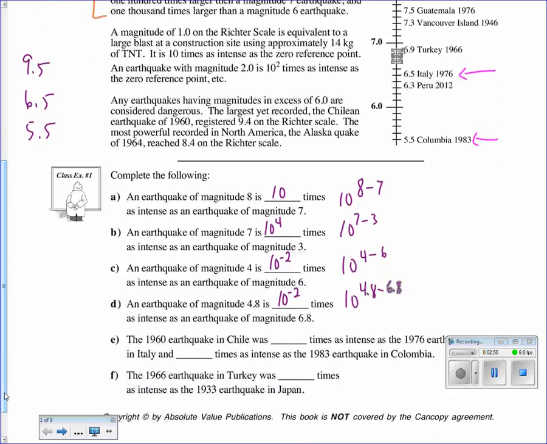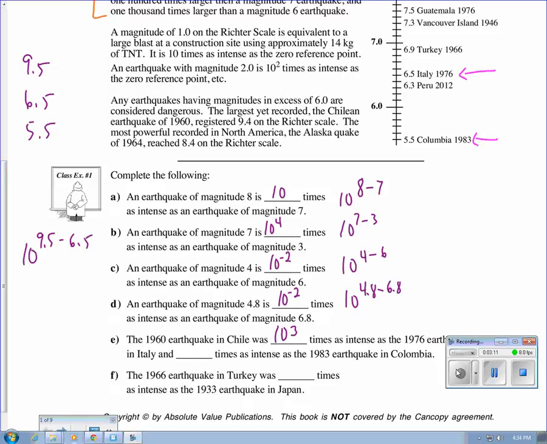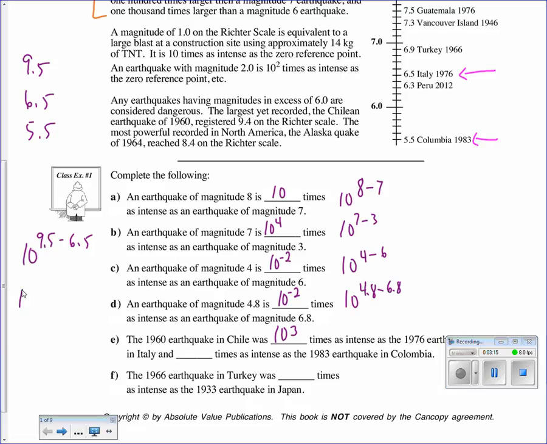So in going from Chile to Italy, I'm going 9.5 to 6.5. The earthquake in Chile was 10 to the 3 times as intense. 10 to the 9.5 minus 6.5. That's 10 to the 3 times as intense. If I go to the one in Colombia, I'm going 10 to the 9.5 minus 5.5. That's 10 to the 4 times as intense.